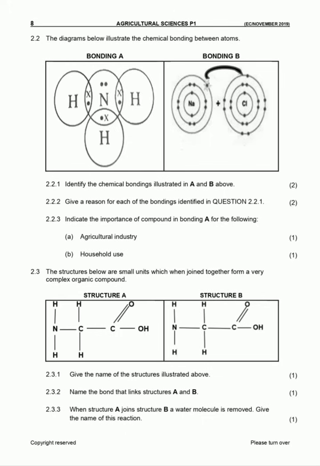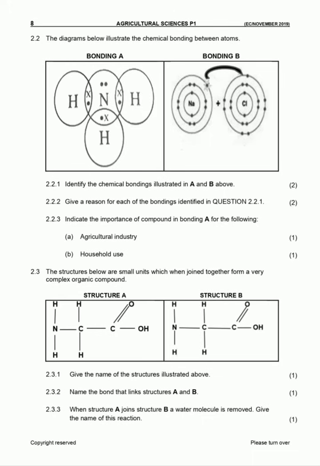Then what is important now? Guys, when we are doing agriculture or chemistry in agriculture, you always need to align it. Why is it important in agriculture? So obviously, this question will always come. Indicate the importance of the compound in bonding A for the following: one, agricultural industry, and two, household use. So what will happen? This is something you have done with your teacher, right?